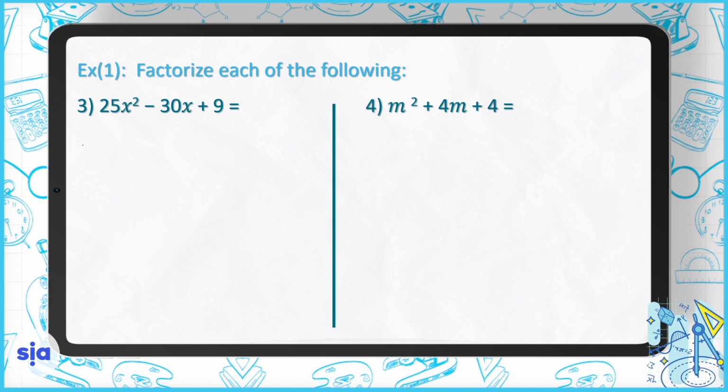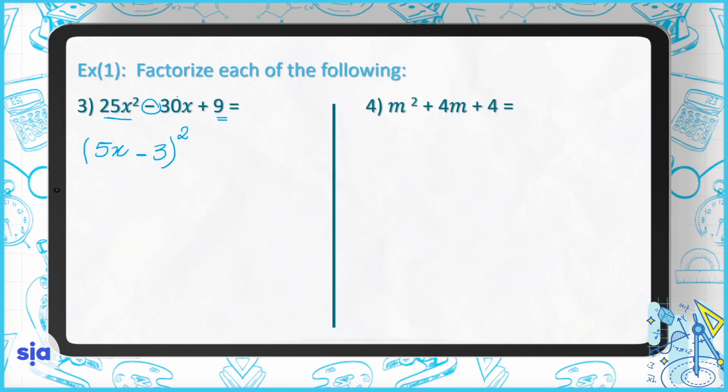To factorize number 3, the square root of 25x squared is 5x. This sign is minus, so it's minus. The square root of 9 is 3, and then all squared. And remember that before you factorize, the first thing you look for is the highest common factor.